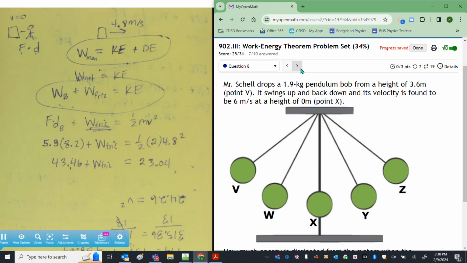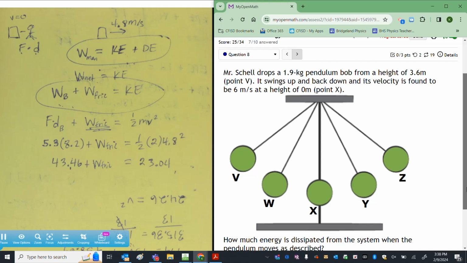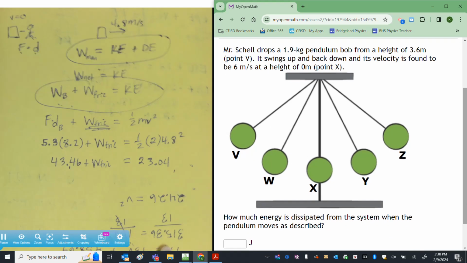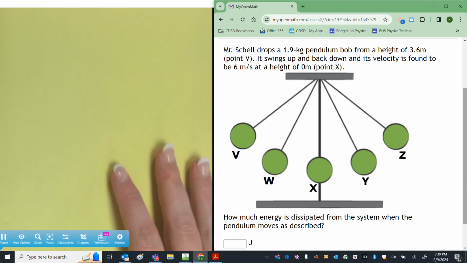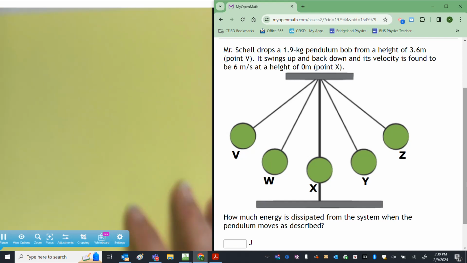Question number 8 says, Mr. Shell drops a 1.9 kilogram pendulum bob from a height of 3.6 meters at point V. It swings up and back down, and its velocity is found to be 6 meters per second at a height of 0, which is going to be at point X. How much energy is dissipated from the system when the pendulum moves as described?